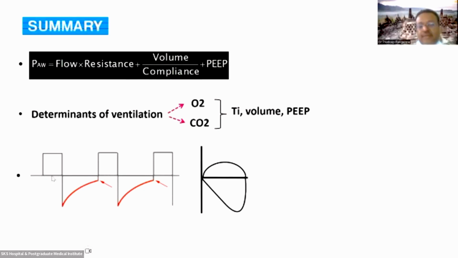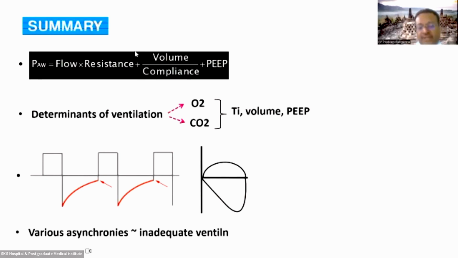So look at the flow time pattern and look at the expiration, whether it is touching the baseline. If it is not touching, then there is intrinsic peak, and you have to address it by tweaking all the variables. And this can lead to severe dysynchrony, and that is something that one needs to keep in mind.